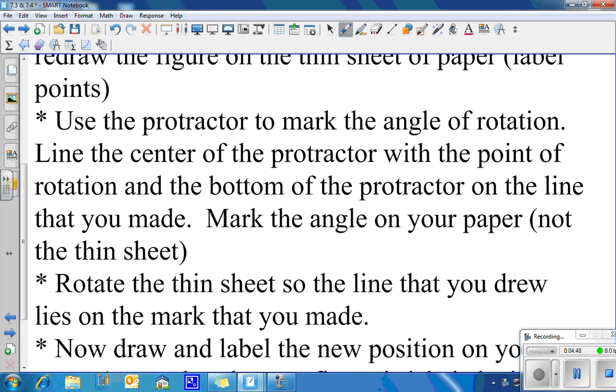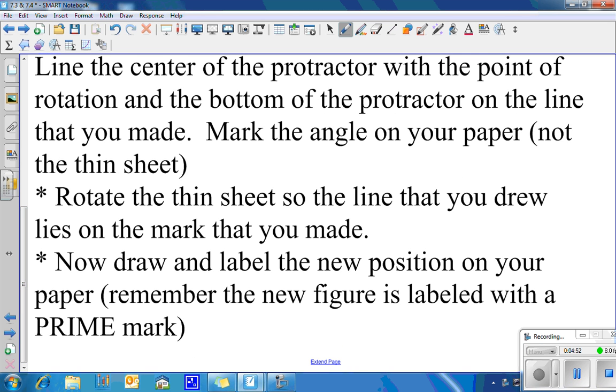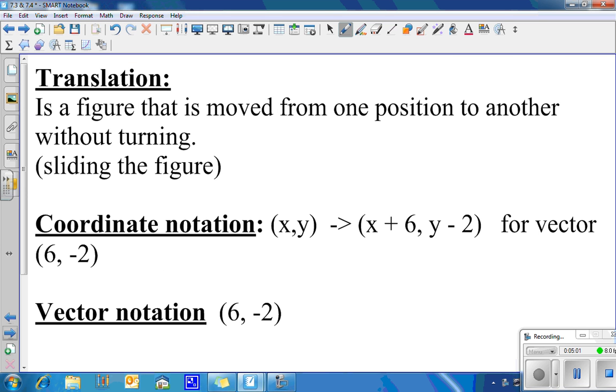And then you can see where your figure would be located on your paper, and you'll mark those points, redraw it, and label it correctly with the prime marks. And again, I will show you in another video how to do that.